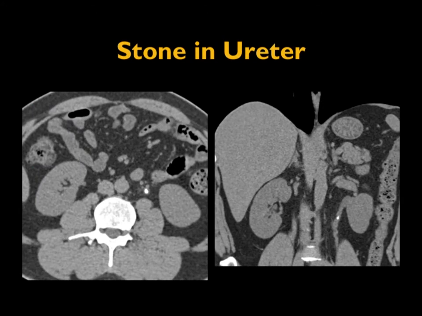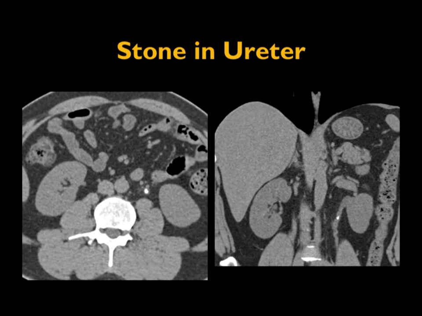Now, one thing I do mention, at times it's hard to say whether the stone is in the ureter or near the ureter. It can be tricky, and using coronal views or different obliquities or a vessel tracking type view works very nicely, showing you the stone in the patient's ureter.